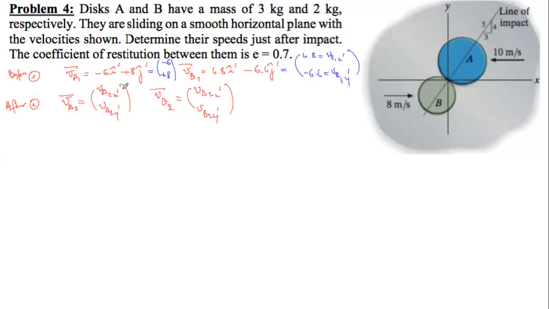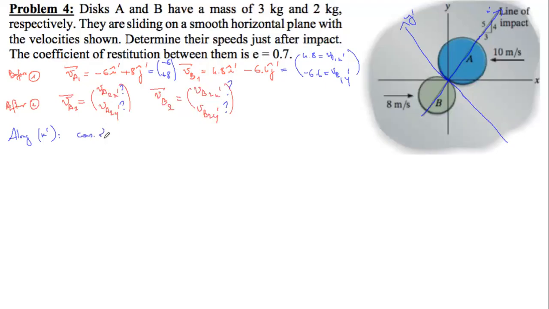Now the game is to find this guy here, this guy here, this guy here, this guy here. What should we do? This is the line of impact, and this is the plane of contact, normal to the line of impact. This I'll call Y prime. This I call X prime. So along X prime, which is the line of impact, we have conservation of momentum.